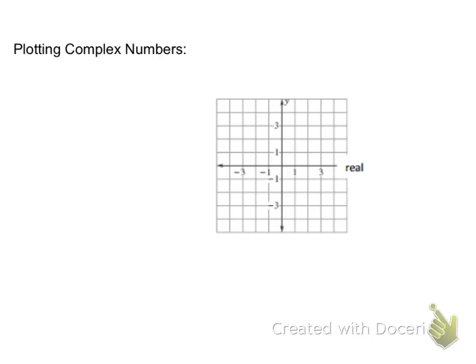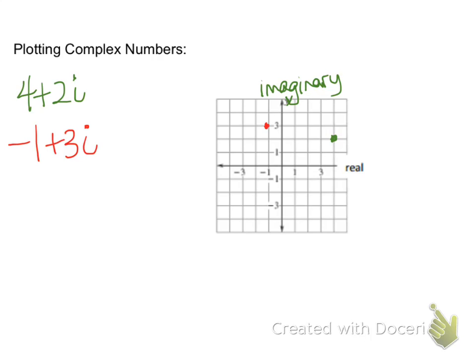Plotting complex numbers. Well, we normally have a coordinate plane, but instead of our x-axis it is going to be our real axis, and our y-axis is going to be our imaginary axis. So 4 plus 2i means we're going to move 4 on the real axis and 2 up on the imaginary axis. So the i simply tells us that that's the imaginary axis. Negative 1 plus 3i, so we go back 1 on the real and up 3. So we're plotting these exactly the same way we would plot them on an xy coordinate plane. And again, it's listed in the xy order: a plus bi, the real part plus the imaginary part.